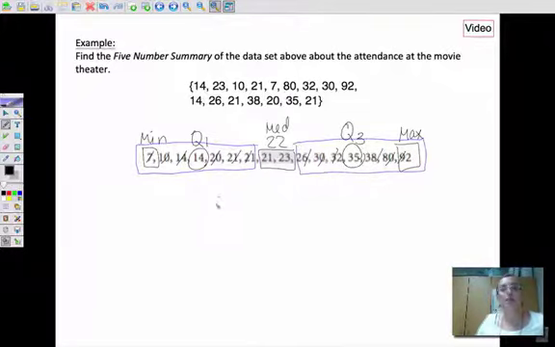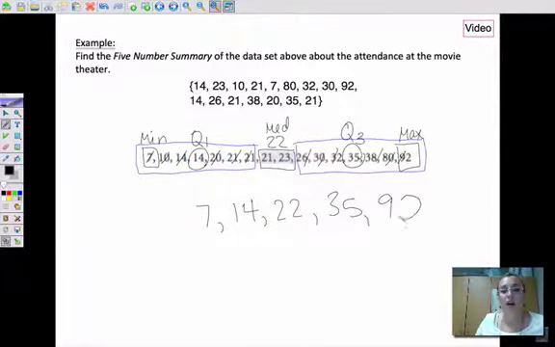So my 5-number summary is 7, 14, 22, 35, 92. And 5-number summaries, you can just put them like that in order because we know what they all stand for. Minimum, Q1, median, Q3, maximum.